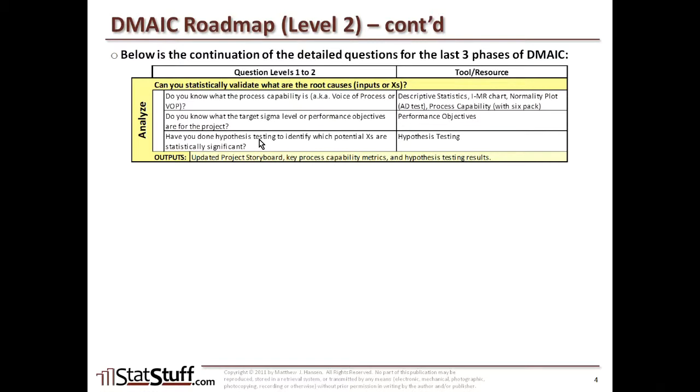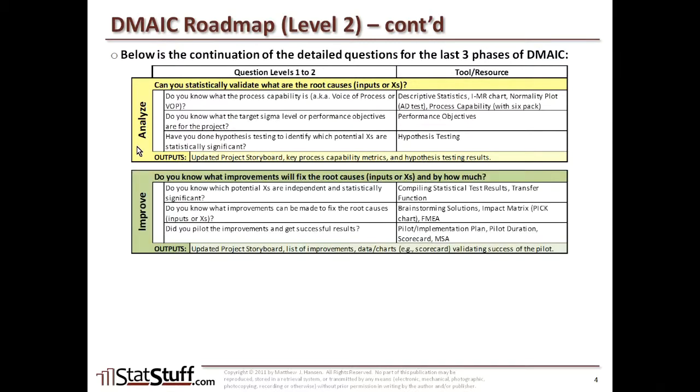Again, use these questions to guide you through the different steps that you would want to find out in answering this big question for the analyze phase about statistically validating what are the root causes. And you can use these tools and resources off to the right as a guide to help you in answering all these questions. So once we move on and can answer yes for the analyze phase, we move on to the improve phase, where we ask ourselves, do you know what improvements will fix the root causes, and by how much? Well, if you're not sure, then again, we're going to ask ourselves this next question.